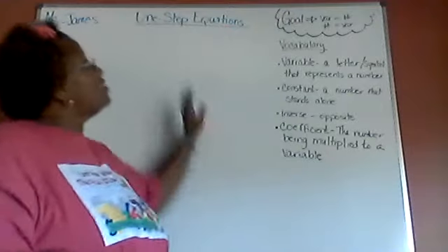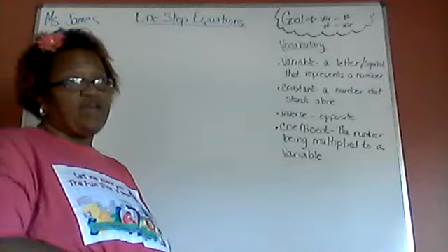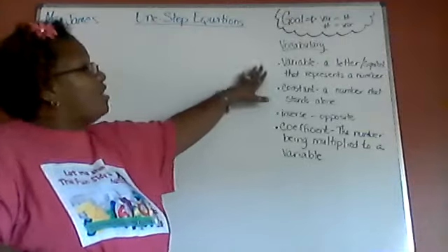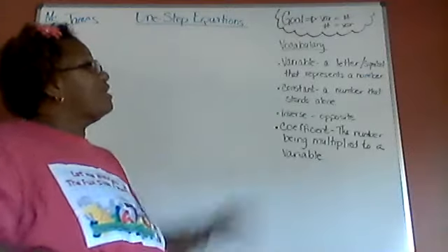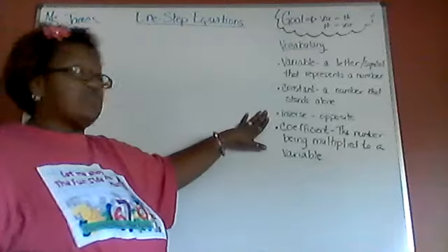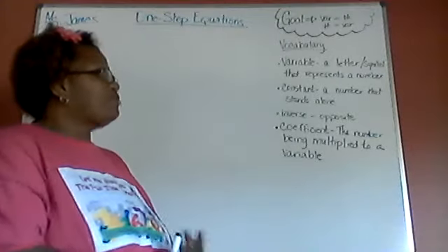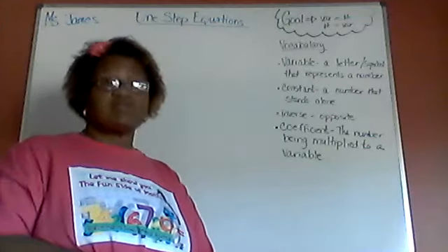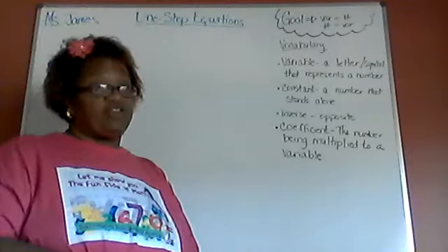As you see here, we have vocabulary, so we want to be reminded of the vocabulary that's related to this section. The variable is a letter or a symbol that represents a number. Constant is a number that stands alone. Inverse is the opposite. Coefficient is the number being multiplied to a variable. So what I'm going to do is a couple of problems with one-step multiplication equations.